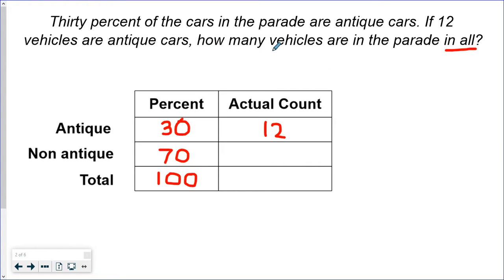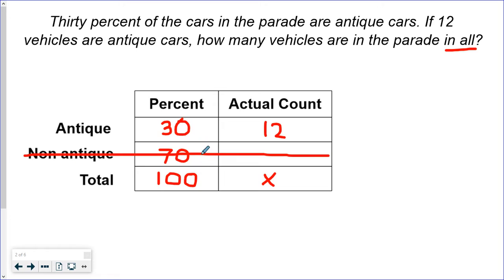When it says how many vehicles are there in all, I want to know this total number. So I'm going to put an X right there, since this is the number I actually want to find. I don't necessarily have to find how many non-antiques there are. The question is just asking me how many total. So this is the line I don't need to answer.